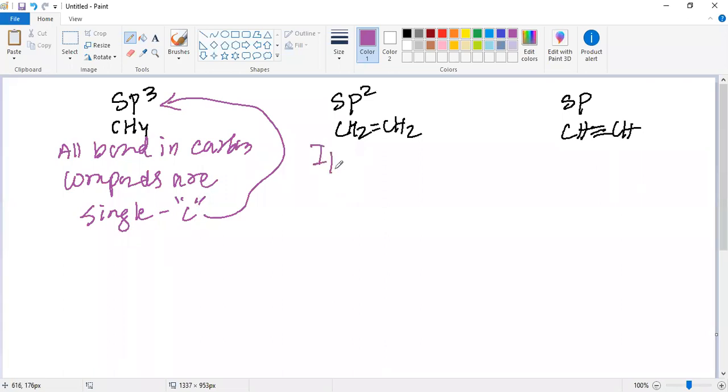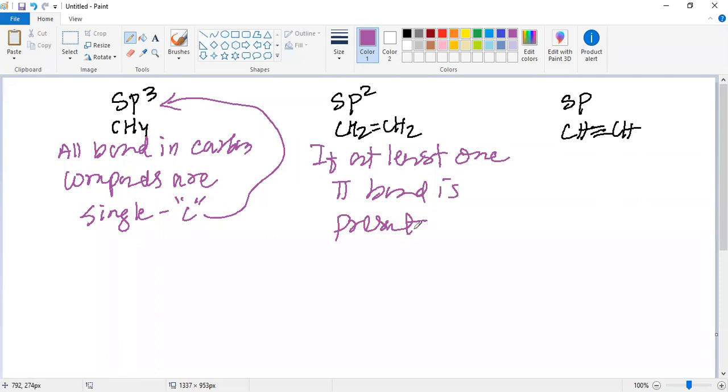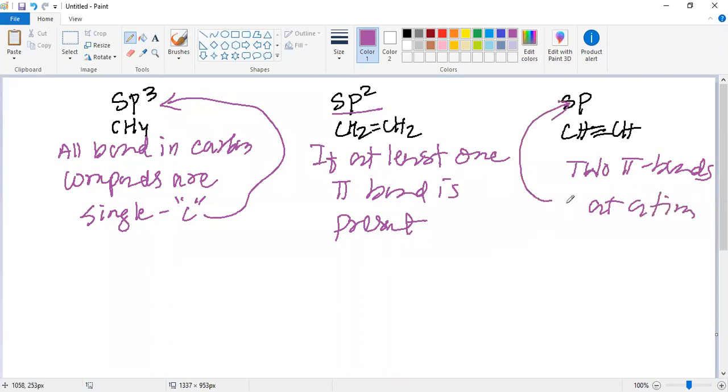If at least one multiple bond, one pi bond is present, then it is considered as sp2 hybridization. But if at a time carbon makes two pi bonds, then the hybridization is going to be sp. This is what we can easily understand.